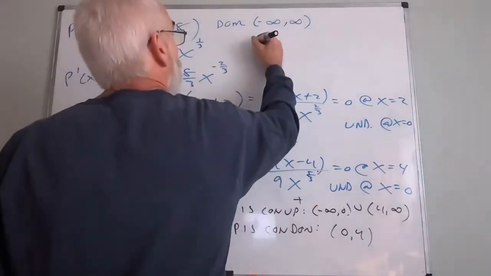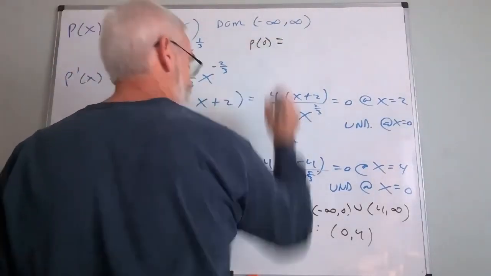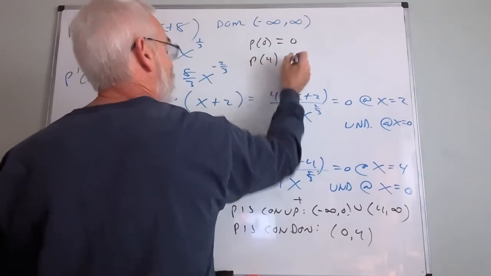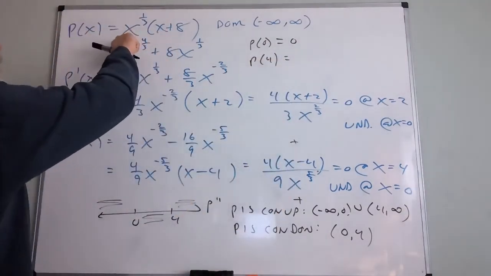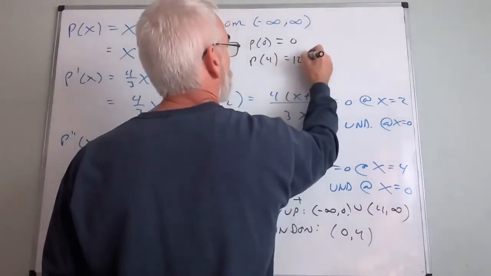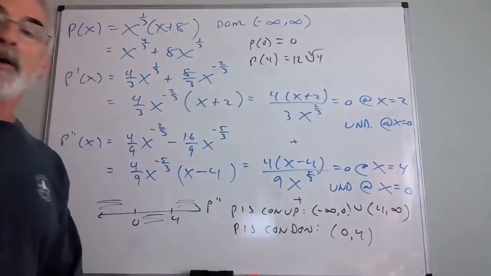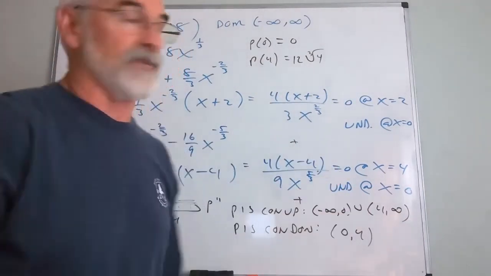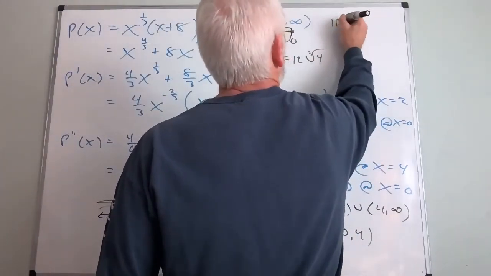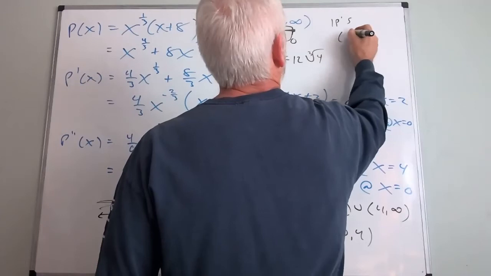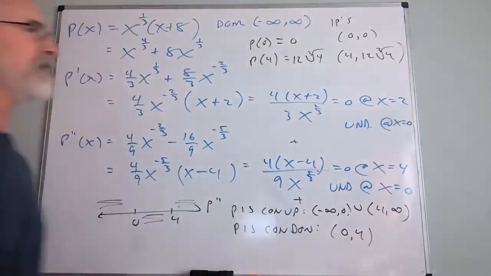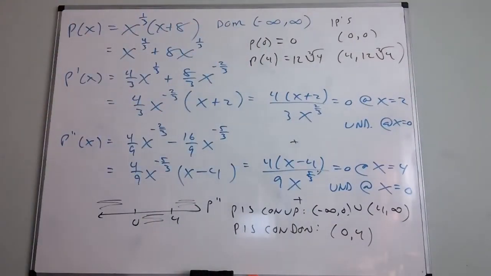I'll write them up here. First of all, what is P of 0? P of 0 is 0. Beautiful. P of 4 is the cube root of 4 times 12. When I actually plot points, then I will calculate that as a decimal value, but until then, there's no reason to. So my inflection points, I'll call them my IPs, are (0, 0) and (4, 12 cube root of 4). And that's going to be a fairly large number. So this graph has 2 different places where it changes concavity.